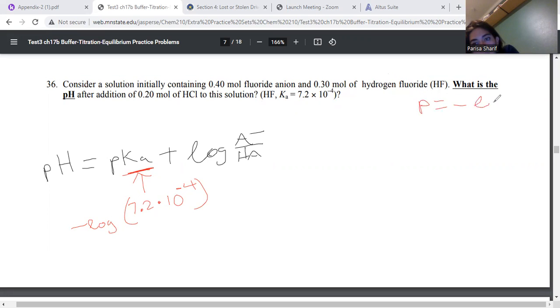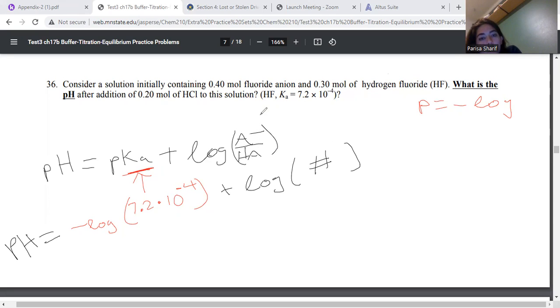P equals negative log. Okay, so far we got a lot of the equation down. So let's write the rest of the equation. Plus log of the conjugate over the acid. So now we basically see that we only have to solve for one thing. There needs to be a number here, and we don't know what this number is, but we know that it's equal to A minus over HA, the conjugate over the acid. So our acid is this, so the conjugate must be F minus. So let's go ahead and just draw the little reaction. We need to find the amount of each of these and plug them in.